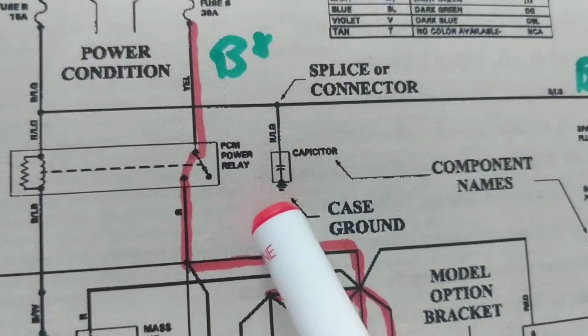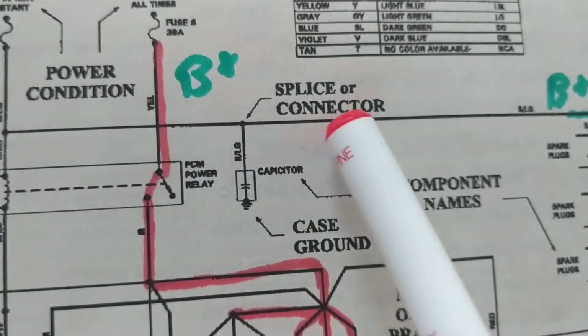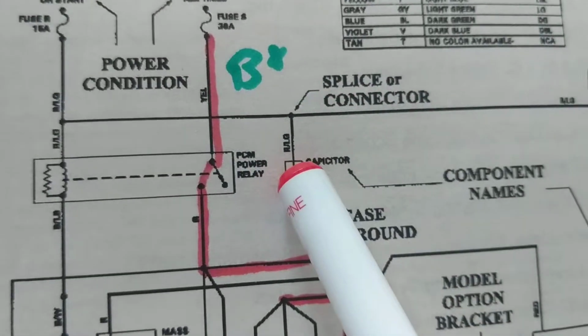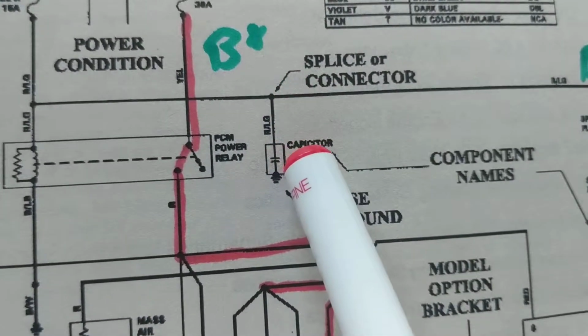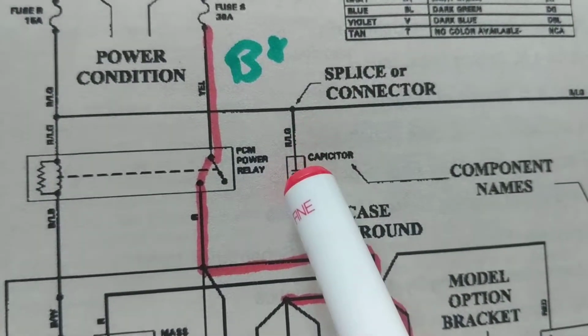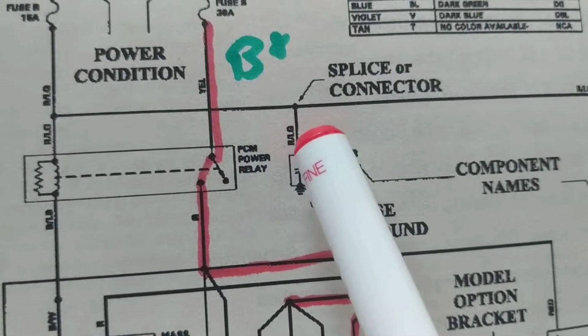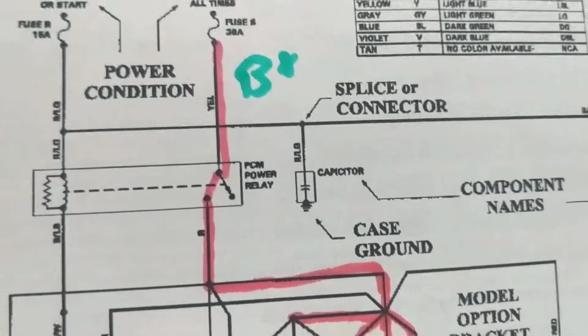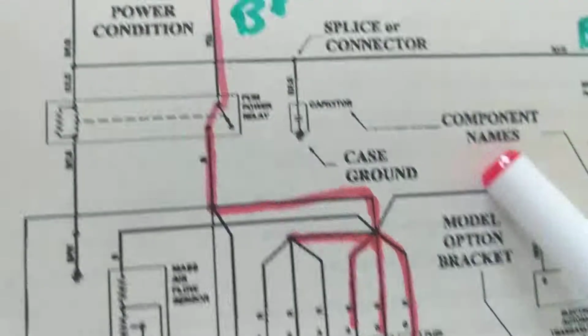Now, other things. Sometimes this is a splice or a connector. This means this is connected to this, it's connected to this. It could be a connector, or it could be a splice, where many wires go into one wire. Or it could be a connector, physically, where you can go and detach the connector.